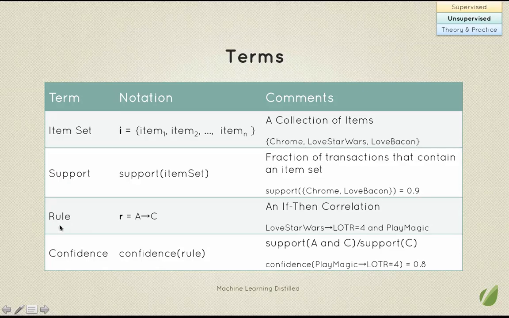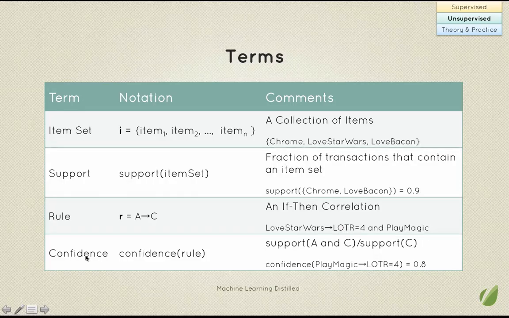Next we'll define rules, a rule that takes this form, some if-then pair. This is called an antecedent, this is called a consequent. As an example from the geek data set, we might discover that if a person loves Star Wars, then they've read all 4 Lord of the Rings books and they play Magic the Gathering.